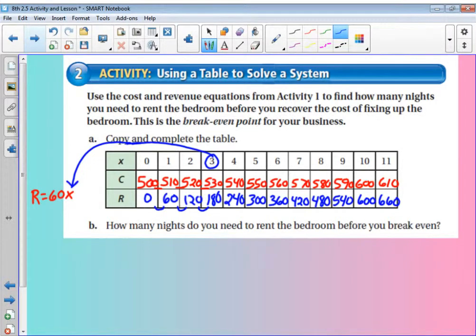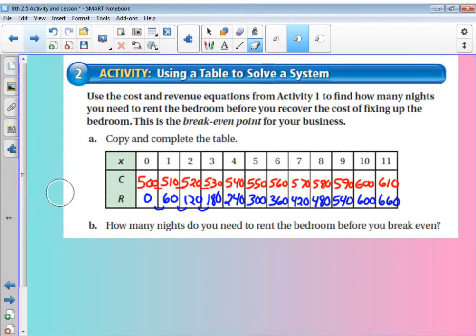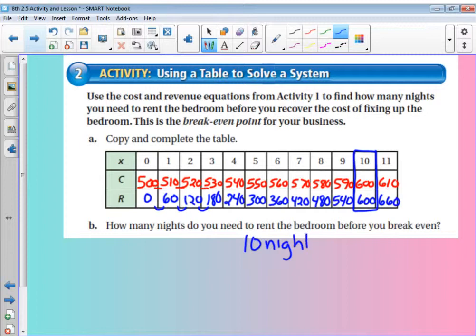So letter B says, how many nights do you need to rent the bedroom before you break even? So what they're meaning there is, where do we find that we've spent $600, which was our cost, and we've also gotten a revenue or an income of $600? Well, I kind of gave the answer away. That was right here. We had the same cost and the same revenue on day 10. So how many nights? Well, we would have to rent out our room for 10 nights to break even, to make sure that we've put in as much money as we're now getting in income.